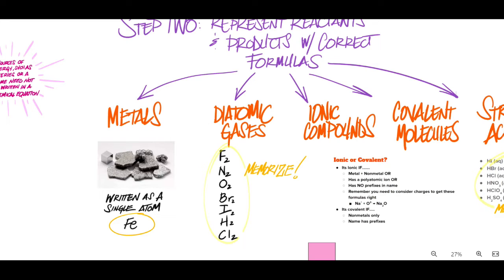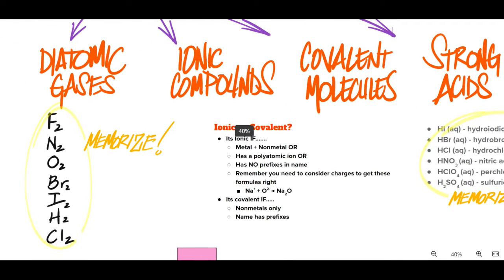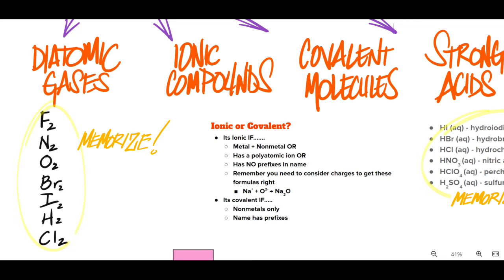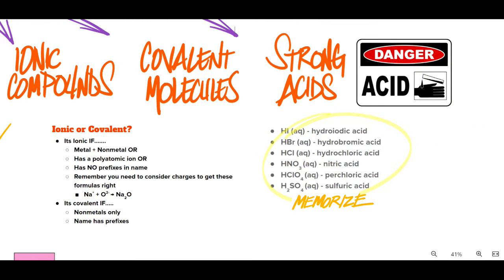There's many different ways to do this. Hydrobromic... HONClBrIF, have no fear of ice cold beer, and my favorite, F no bro, I hate class. Now, the ionic compounds and covalent molecules are going to make up the majority of your reactants and products. If you need guidance on how to pick whether something is ionic or covalent, please pause the video and read over these directions. Lastly, we have our strong acids, and again, these need to be memorized. They are HI, HBr, HCl, HNO3, HClO4, H2SO4.